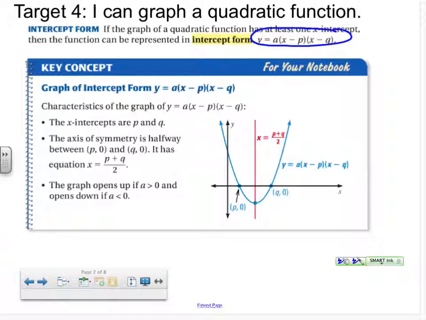For y equals a times x minus p times x minus q, our x-intercepts are p and q. So we can look at the graph and we know that on the x-axis it's going to cross at the point p and the point q.